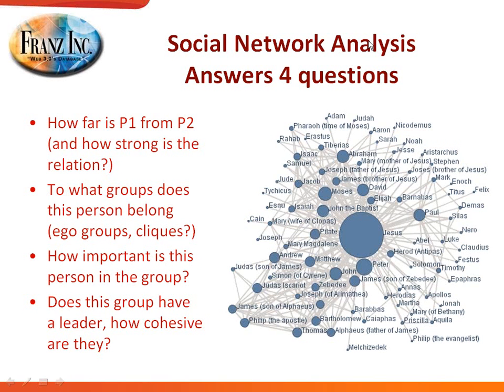So what our social network analysis library does is basically answer 4 different types of questions. With our software, if you have represented people or companies in the database, you can say how far this company or this person is from the other person, and also how strong that relationship is. Then if you have a particular person, we can compute the groups that person is in. So we can do both ego groups, just friends and friends of friends, or completely connected groups, which are cliques.